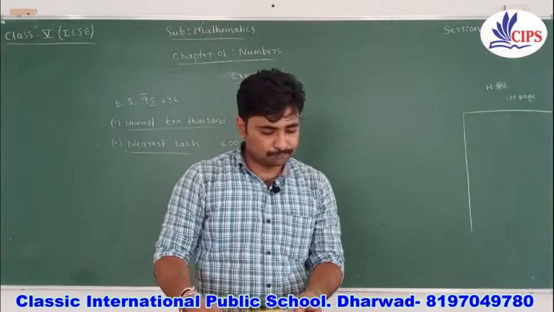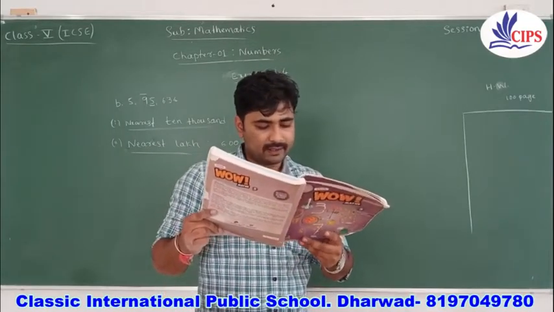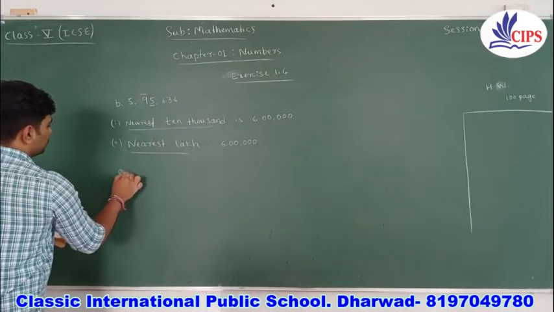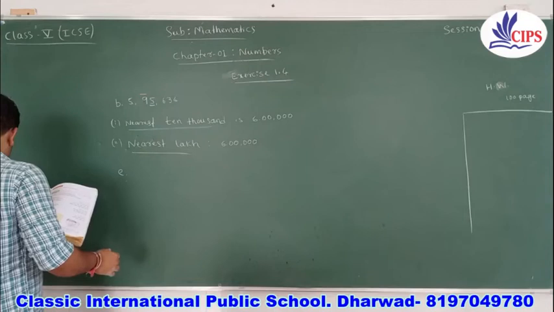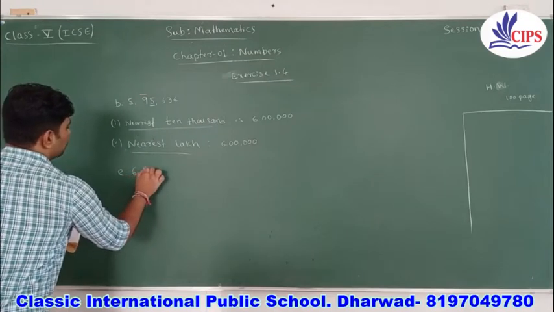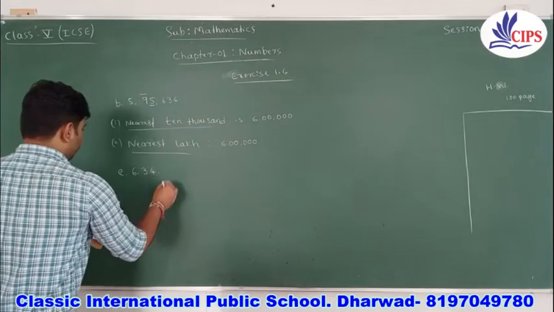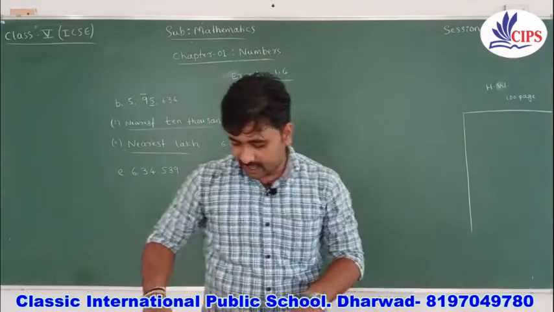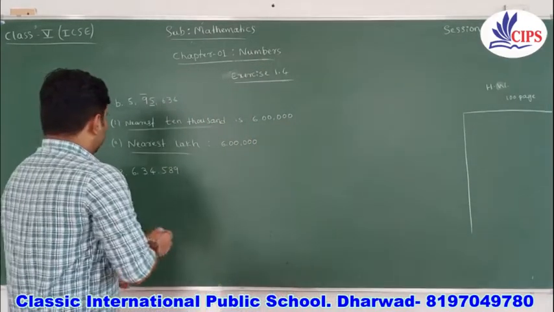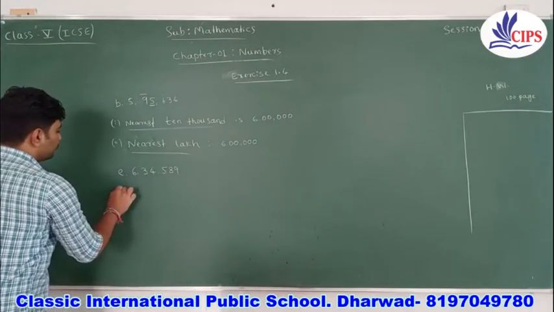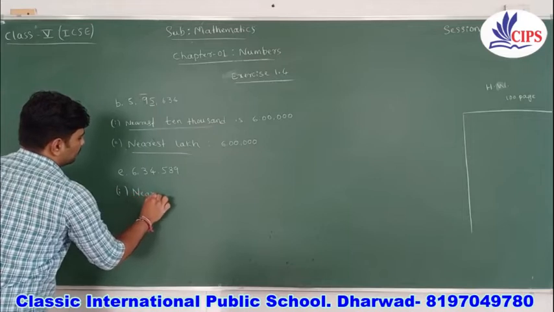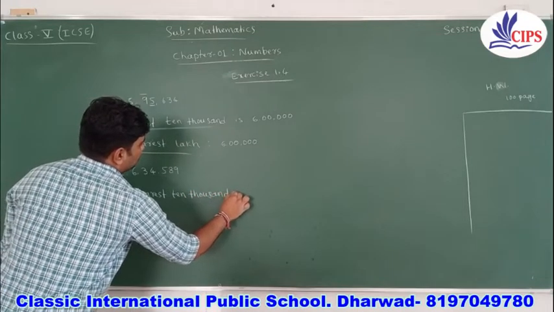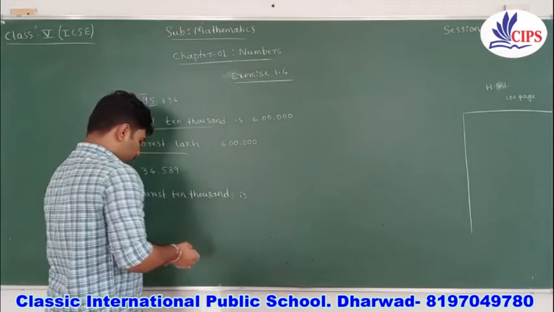Okay, let me take one more example. I'll take E. The number is 6,34,589, and we need to round it off to its nearest 10,000 and lakh place. Again, first I will write about the nearest 10,000 place. See, here nearest 10,000 is blue.